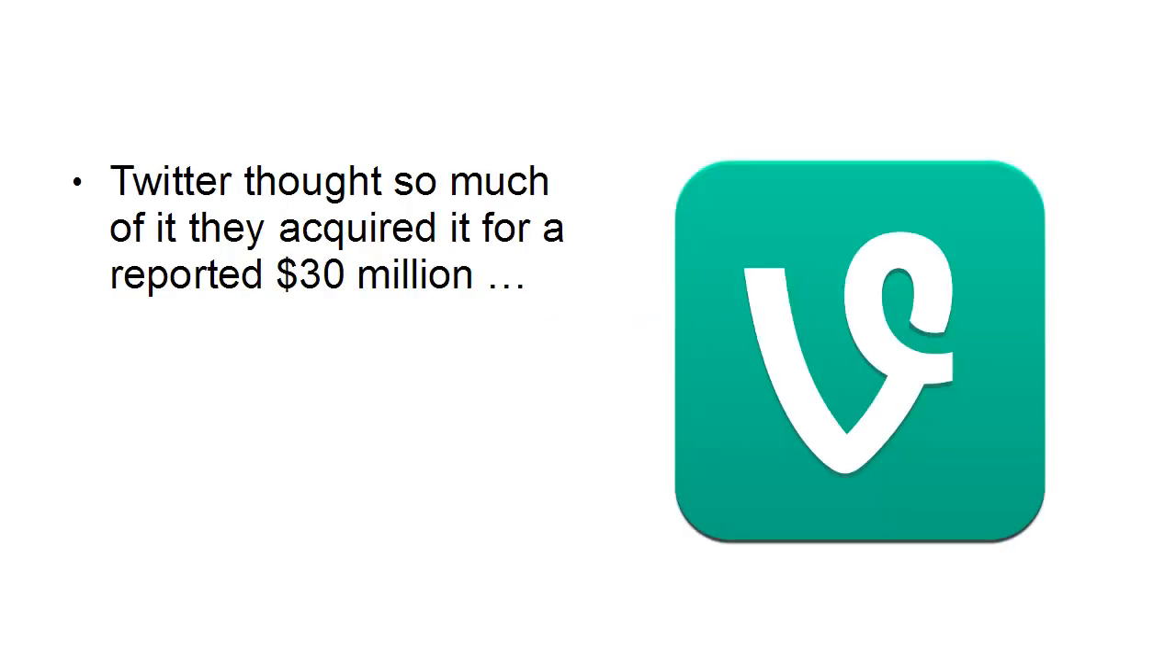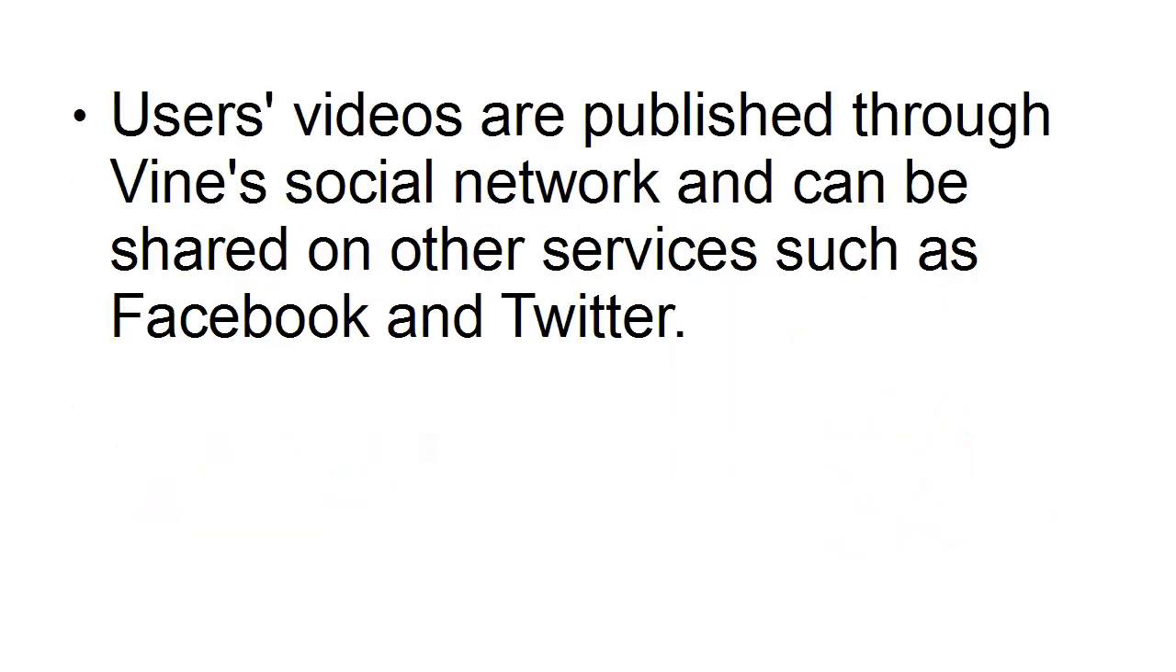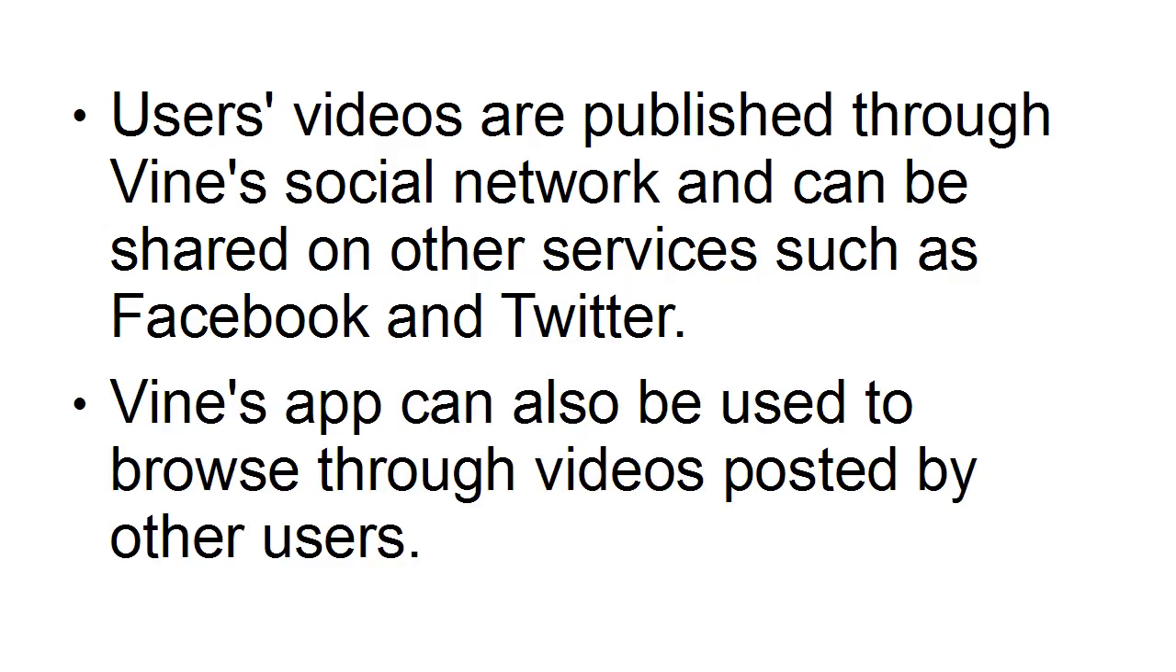Then there's Vine. And Vine is a social network where people can share 6-second looping videos. Twitter thought so much of it, they acquired it for a reported $30 million. And that was before its official launch. As of December 2015, the last statistics that are available, Vine had 200 million active users. And users' videos are published through Vine's social network and can be shared on other services such as Facebook and Twitter. And Vine's app can also be used to browse through videos posted by other users.